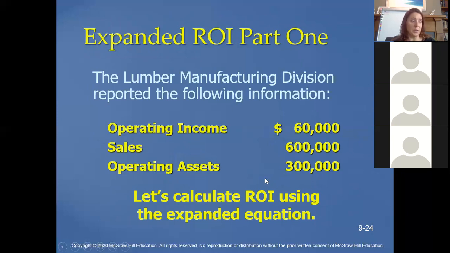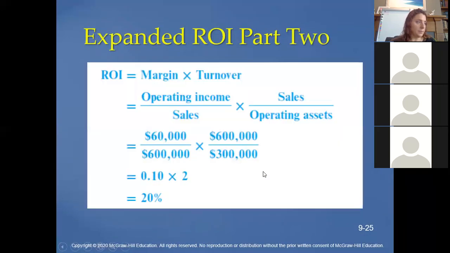So instead of just doing regular ROI, we're going to do the margin and the turnover, which equals ROI. So your margin is over here, 10%. So 10 cents for every dollar. And then your turnover is over here. So your assets basically make twice as much for you as what you bought them for. So when you multiply those together, it's 20%. Your ROI is 20%. Okay.